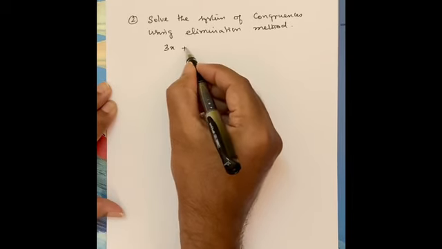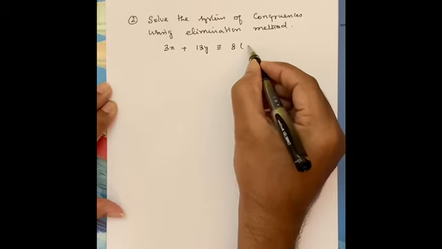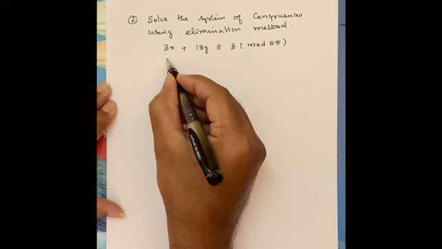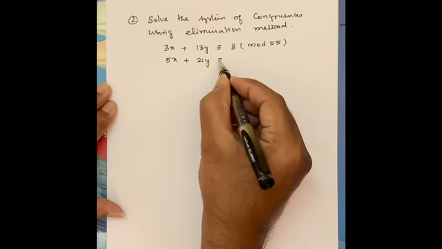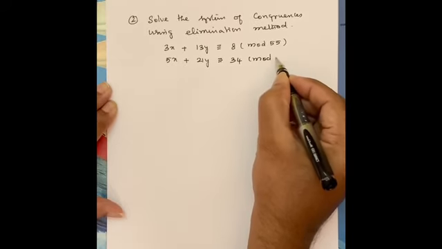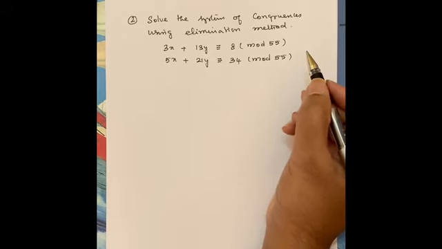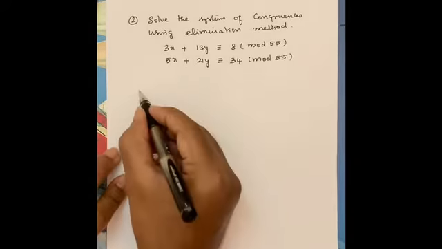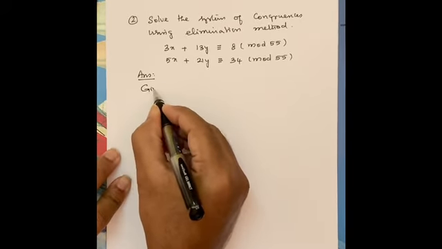Same thing, 3x plus 13y congruent to 8 modulo 55. The second one is 5x plus 21y congruent to 34 modulo 55. So the second method, using the elimination method, we are solving. It is very simple compared with the previous one.